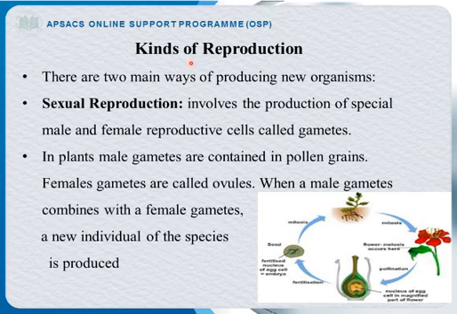Kinds of reproduction. There are two main ways of producing new organisms. Sexual reproduction involves the production of special male and female reproductive cells called gametes. In plants, male gametes are contained in pollen grains and female gametes are called ovules. When a male gamete combines with a female gamete, a new individual of the species is produced. Look at this picture. This picture is showing sexual reproduction.